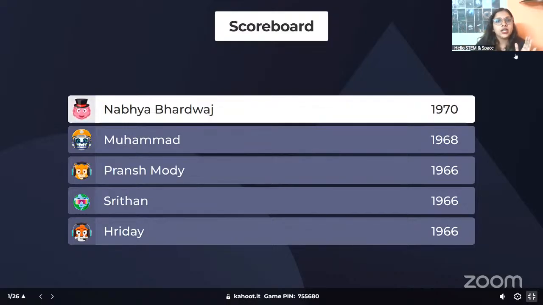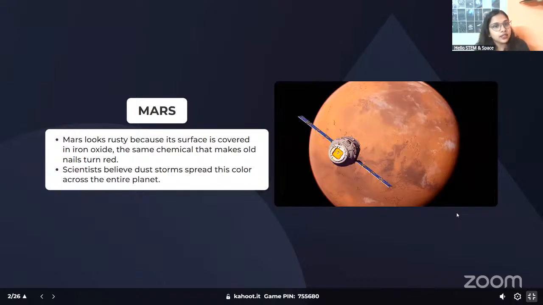Okay. So now Mars is actually called the red planet. It looks red because it has some compound called iron oxide in its soil.